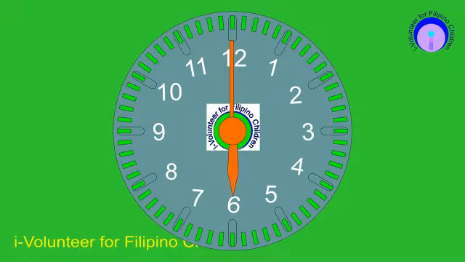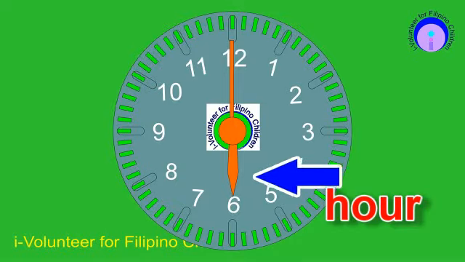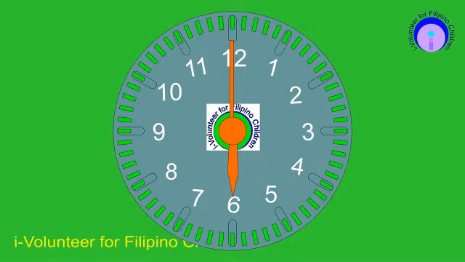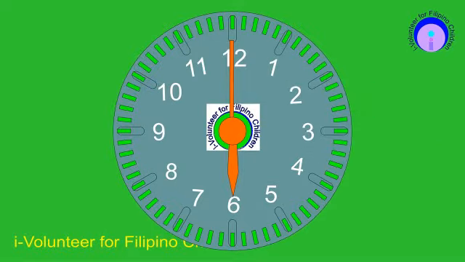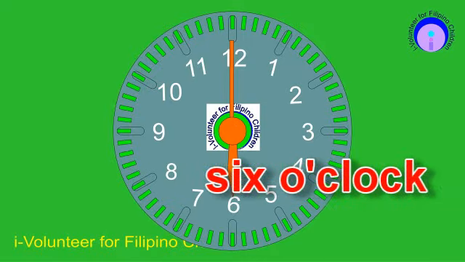Now let's go to the first example. The short hand points to number 6, while the long hand points to 12. Now, tell me, what time is it? The time is 6 o'clock. 6 o'clock could also be written in words.